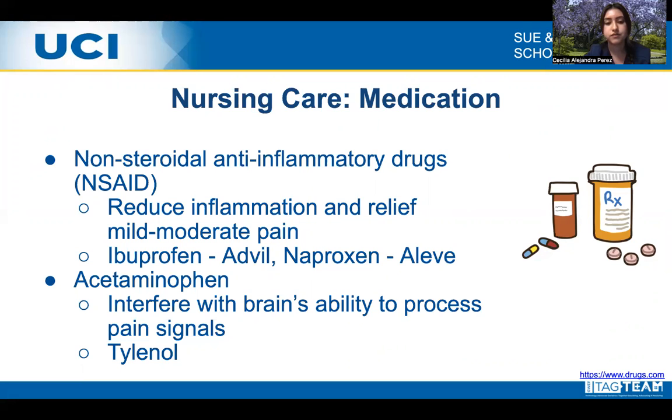Acetaminophen interferes with the brain's ability to interpret the pain signals that are coming from your joints. You won't register the pain as much, and this is typically for more moderate pain. A common example of acetaminophen is Tylenol.